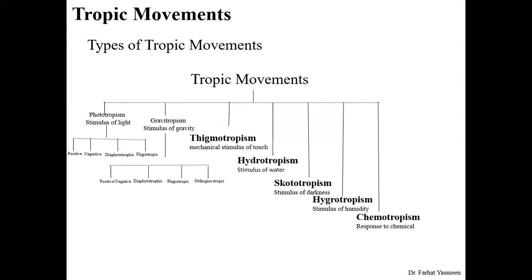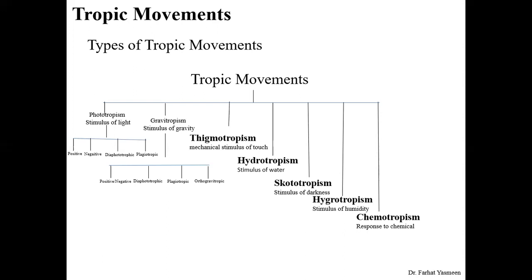Hydrotropism, as the name indicates, is a tropic response influenced by the stimulus of water. If there is any water, then that plant will move towards the water. That type of movement is known as hydrotropism. Phototropism, that movement is influenced under the stimulus of darkness. For example, the movement of stomata, that is influenced by the stimulus of darkness.